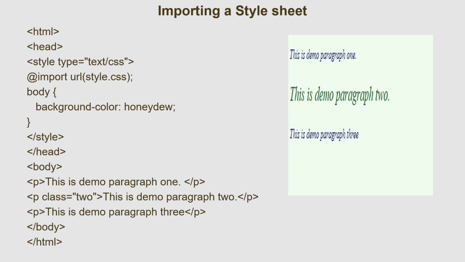Here in this example, I have imported the style sheet which I created earlier using @import URL, and the style sheet name is style.css. Apart from the style sheet which I have created, I have also embedded a style tag and included body formatting. Within the body tag, when I use the p tag, the format which I have set in the cascading style sheet will be applied. Similarly, I have used class two also here.